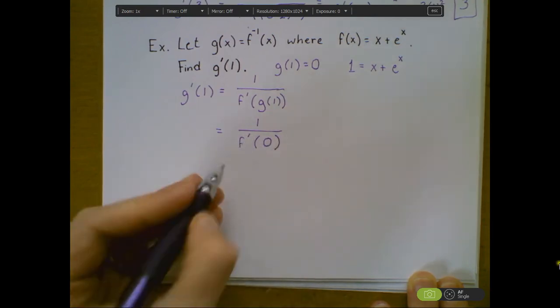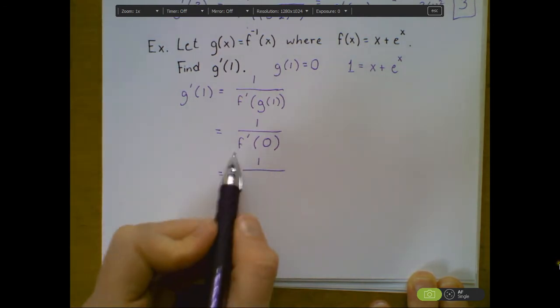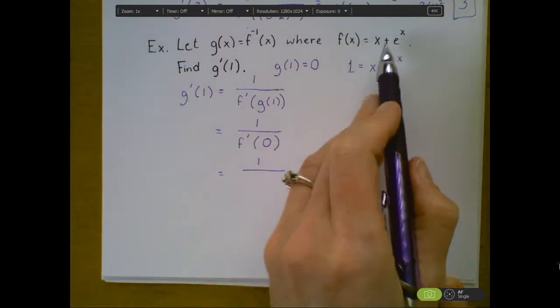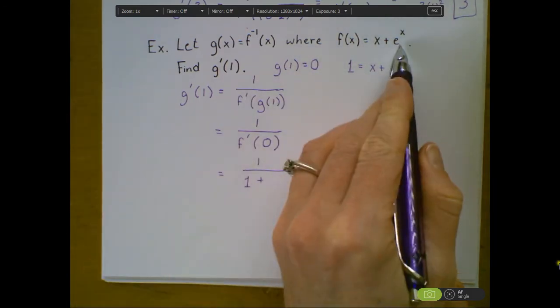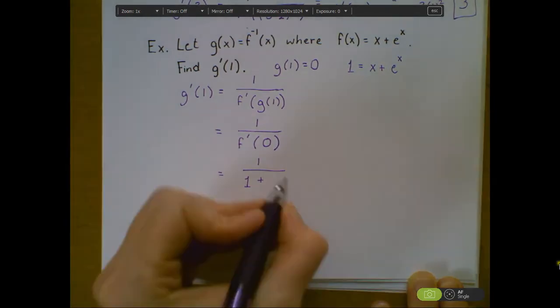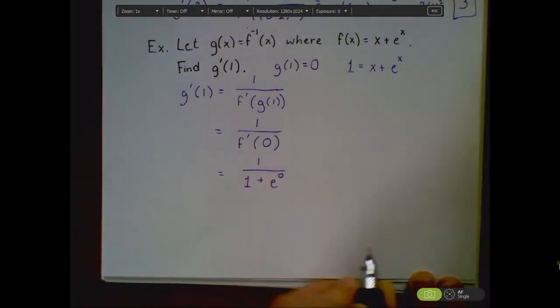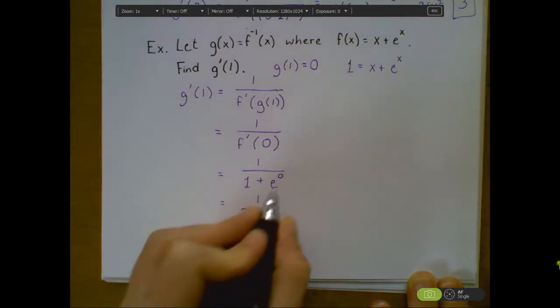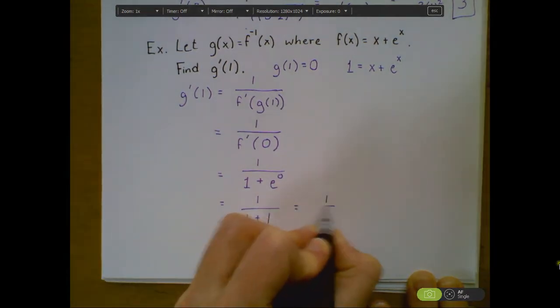And what is our f prime function? I'm going to do this as we go. The derivative of our f function is going to be the derivative of x, which is 1, plus the derivative of e to the x, which is e to the x, and I'm plugging in 0 for x, so I get e to the 0, which is 1. So it's 1 over 1 plus e to the 0, which is just 1. So that means I get 1/2.